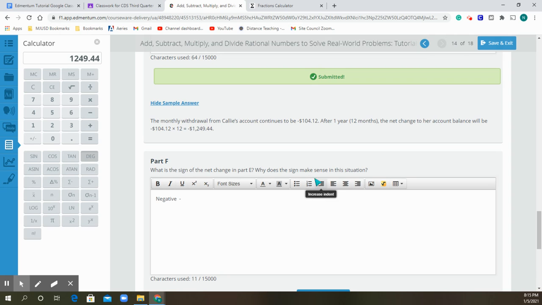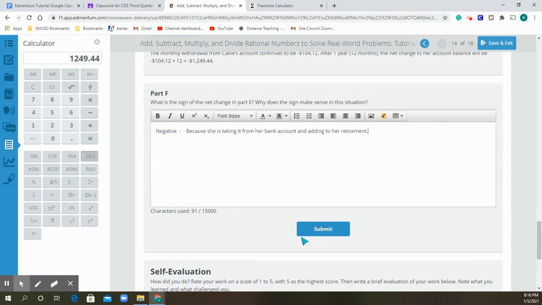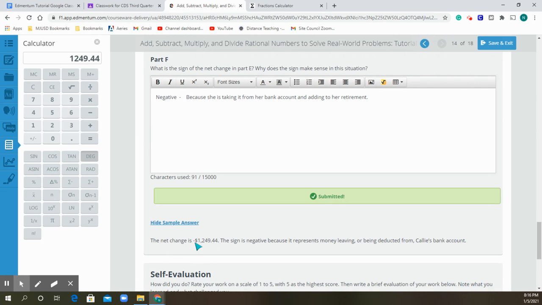Subtraction. Why does the sign make sense in this situation? Because she is taking it from her bank account and adding it to her retirement. Okay. The net change is negative $1,249.44. The sign is negative because it represents money leaving or being deducted from her bank account.